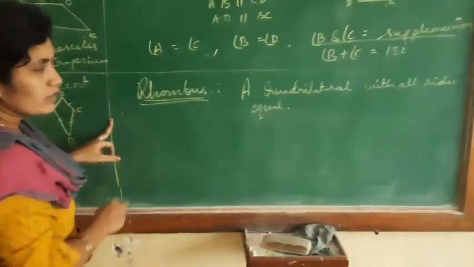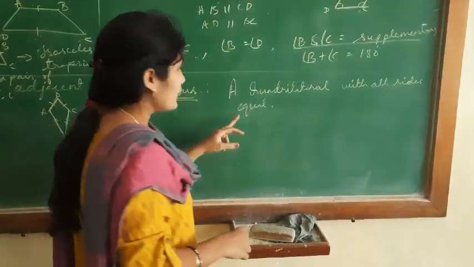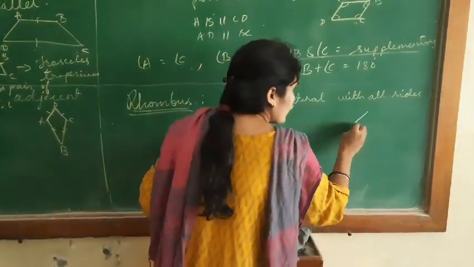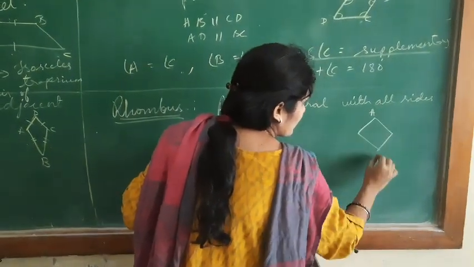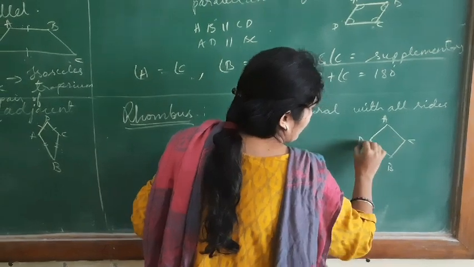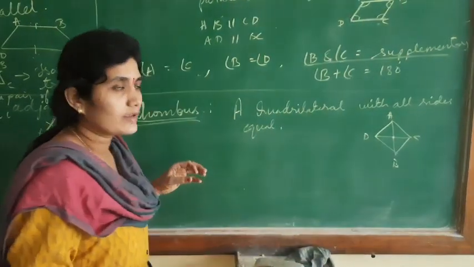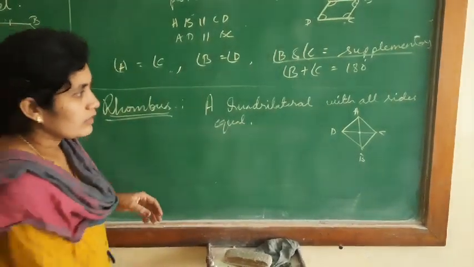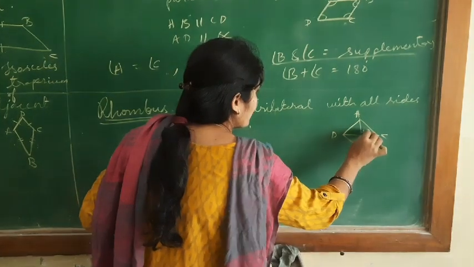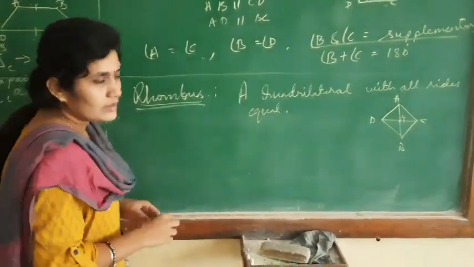Now next comes the rhombus. A rhombus is a quadrilateral with all sides of equal length. Here all the sides are of equal length. A, B, C, D. And diagonals bisect each other perpendicularly. Diagonals are bisecting each other at perpendicular, and here we make it a 90 degree. So those bisect each other perpendicularly, we can say. So this is a rhombus.